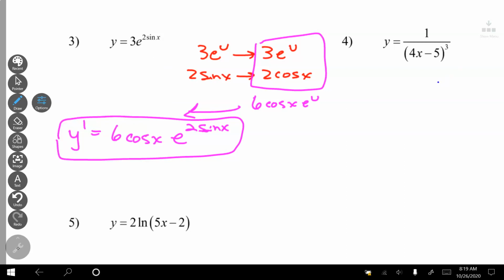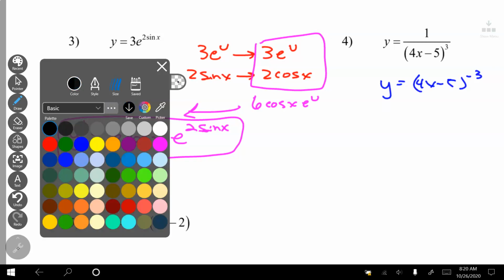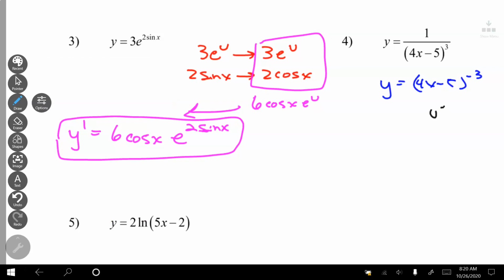Next one, I have the same idea. The outside stuff is, well, I'm going to rewrite this as y equals 4x minus 5 to the negative third. That would help me out a lot. And then I could say the outside stuff is something to the negative 3, and its derivative is negative 3, something to the negative 4. The inside stuff, and notice I put parentheses around things when there's more than one term there, the inside stuff of 4x minus 5, its derivative is just 4.